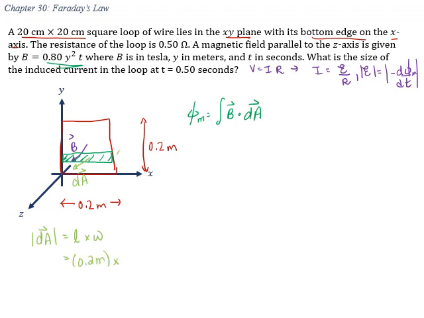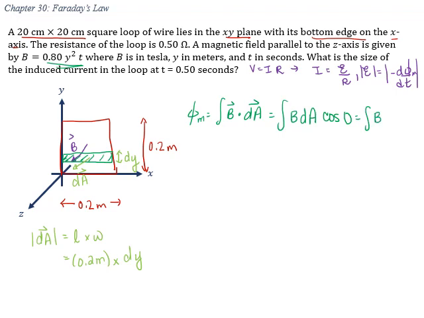Times the width. The width is a little bit in the y direction, so the width is dy. Okay, looks like we're all set here. So let's fill in what we have for our B dot dA. B dot dA is the magnitude of B times the magnitude of dA times the cosine of the angle between them. We've assumed that they're parallel, so the angle between them is 0.